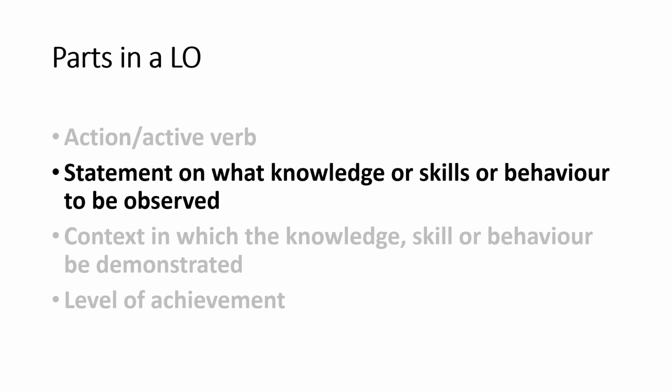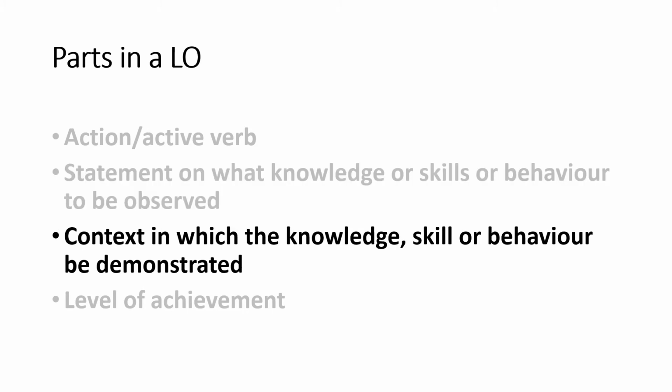The second part of an LO is the statement on what the knowledge, skill or behavior is going to be based. For example, it can be knowledge on the materials used for caries prevention or skills to prepare a cavity. Third part is the context in which the student has to demonstrate the expected learning. For example, it can be to prepare a cavity for an ICDAS code 5 carious lesion or remove calculus using hand instruments on a mannequin.